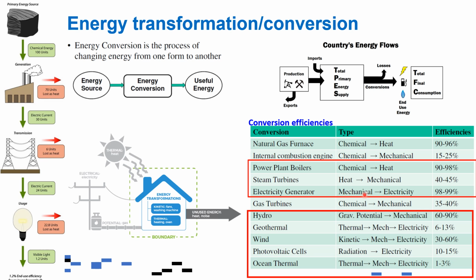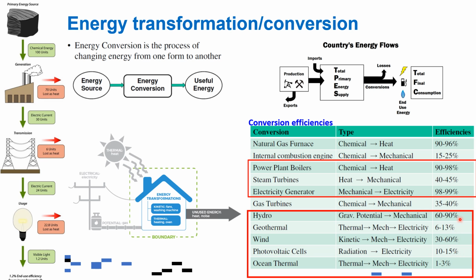Generator wise, from mechanical to electricity, has quite high efficiency as well. But if you look at some of the renewable energies, the PV cells or photovoltaic cells, from the light source, the solar light, into electricity, the efficiency is actually 10 to 15%, but now it has increased to around 25%. So it's increasing, but still, if you compare with other fossil fuels, this is a very low efficiency energy technology. So we need to increase the efficiency.